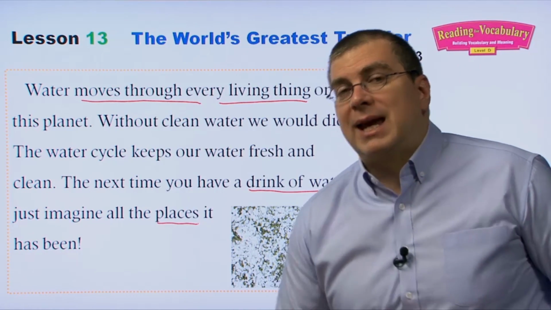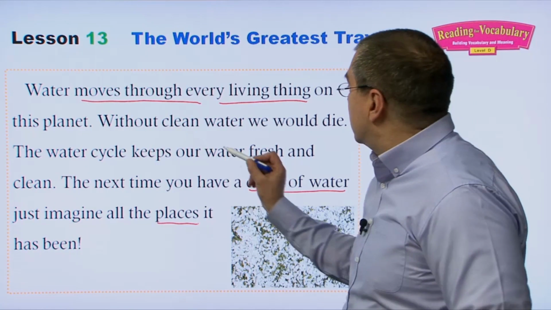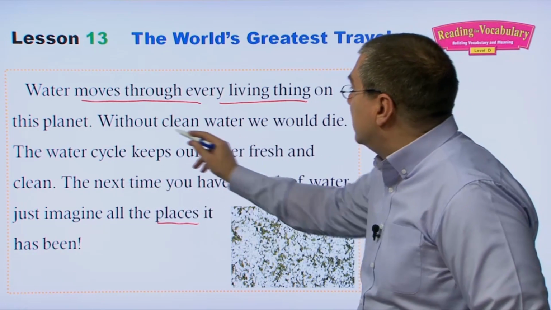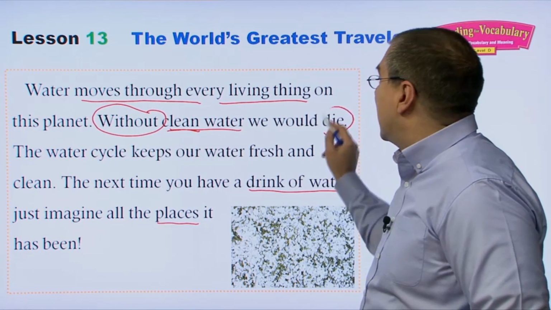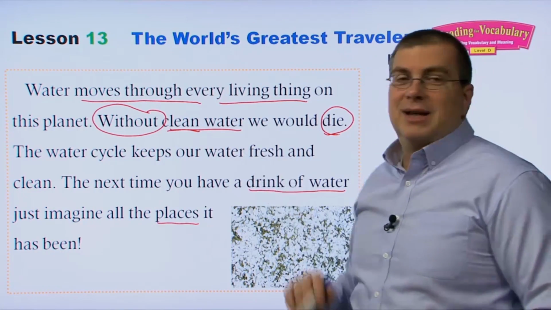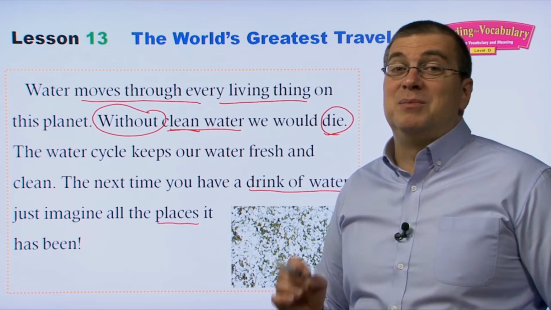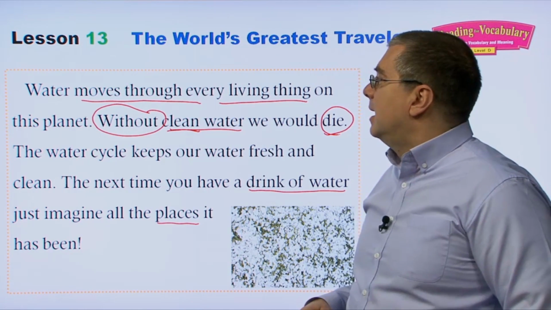If we don't have it, we can't drink water. And without water, we would die. So the water cycle keeps our water fresh and clean. Without clean water, we would die. So we need our water to be fresh. Okay? So it's interesting. Even though our water is fresh, it's been to a lot of different places before, right? It changes. It constantly moves.